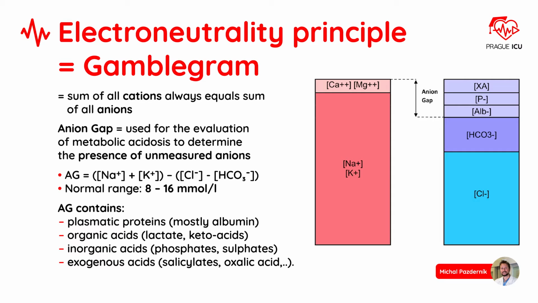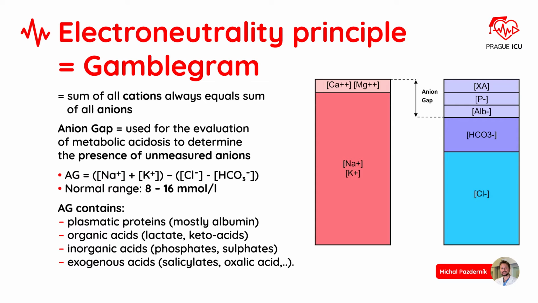Electroneutrality principle, Gamblegram, is another cornerstone of acid-base balance. If you learn or memorize Gamblegram, you will master the acid-base balance. Electroneutrality principle means that the sum of all cations always equals the sum of all anions. On one side, cations, mainly sodium and potassium, but also calcium and magnesium, and on the other side, anions, mainly chloride and bicarbonate, but also other negative anions such as albumin, phosphates, exogenous acids, and others.